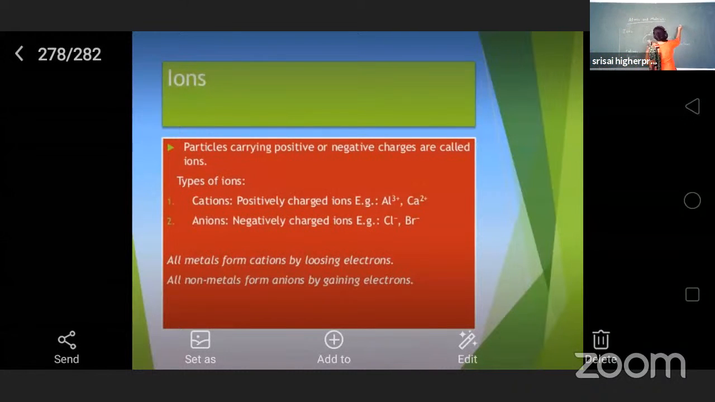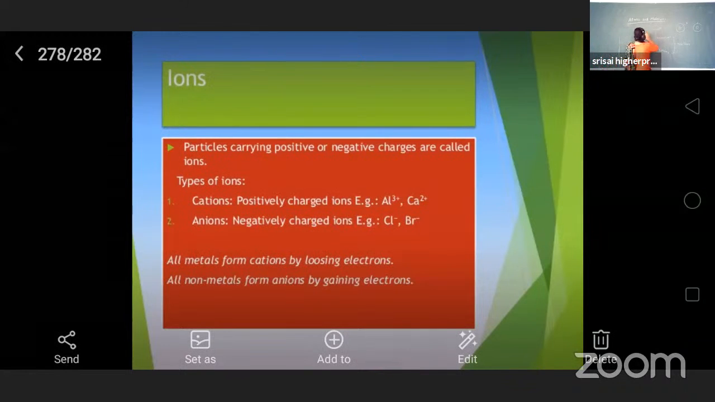For example, this is a cation and this is an anion. They lose electrons here, and they gain electrons there. Gaining is getting, losing is losing electrons. They lose one or two electrons, or they get one or two electrons. That is what we call gaining. So these are ions.